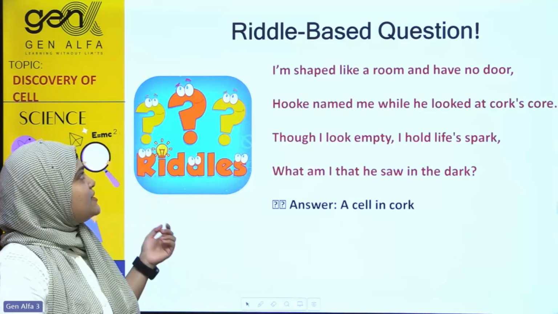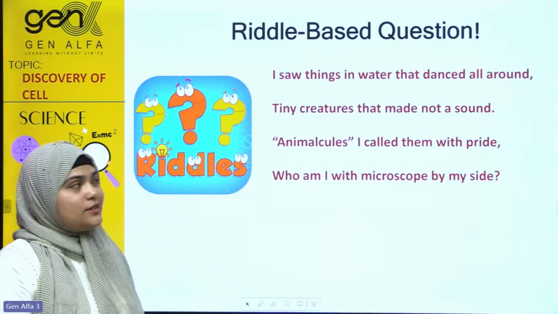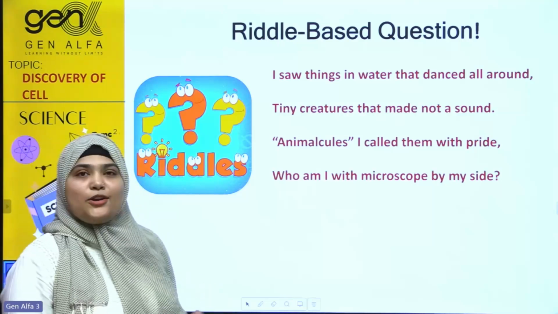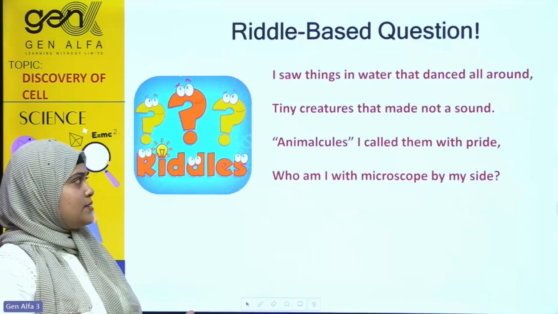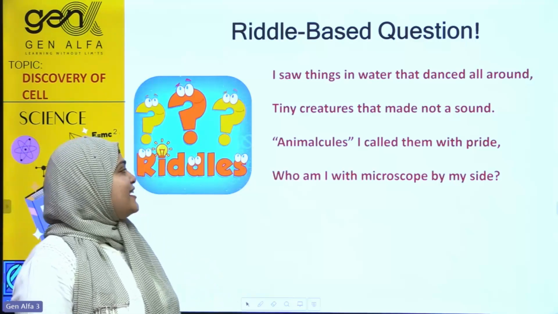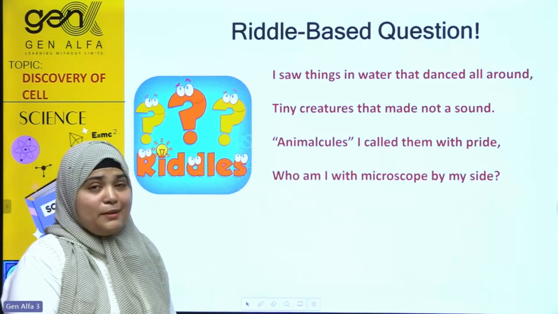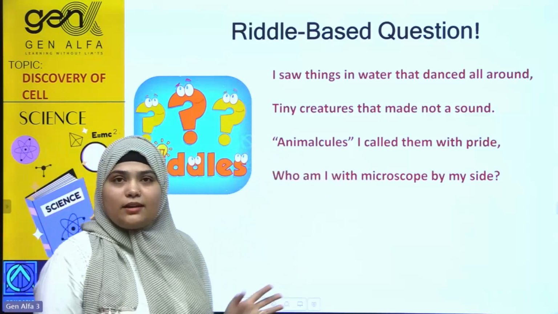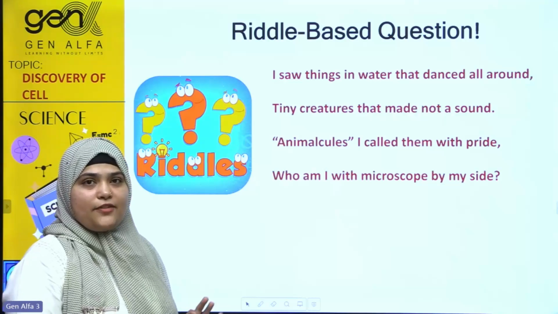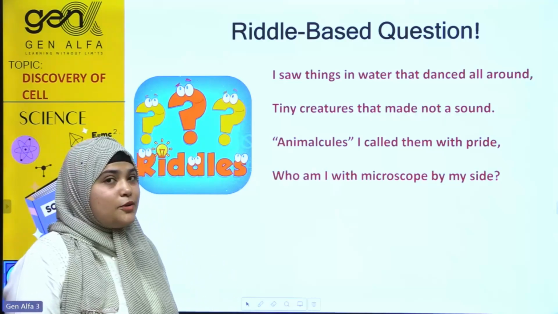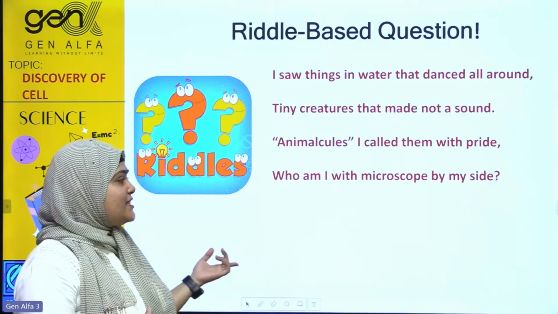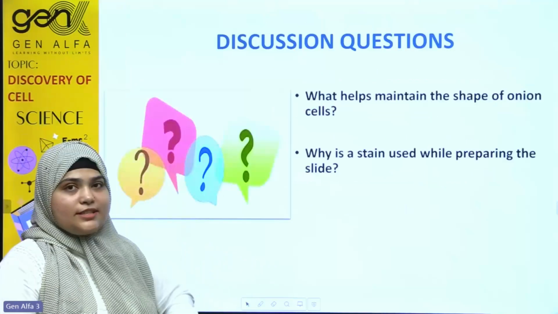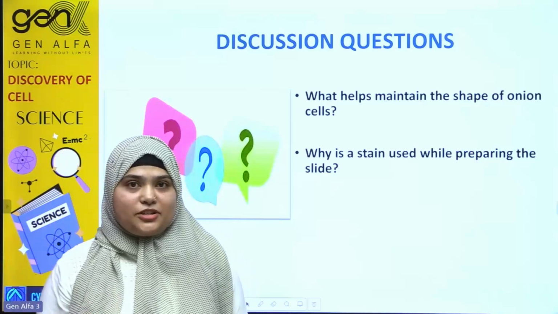Clear? Next. I saw things in water that danced all around, tiny creatures that made not a sound. Animalcules, I call them with pride. Who am I, with microscope by my side? Your clue is given here. Students, answer it fast. Simple. Who has given the term animalcules? Anthony van Leeuwenhoek. Clear?